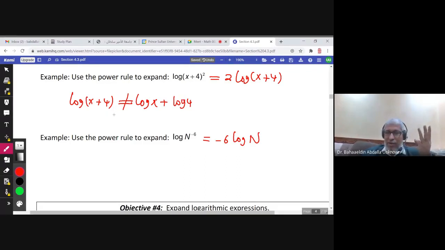We have the product rule. This is not the product rule. We have the quotient rule. This is not the quotient rule. And we have the power rule. And this is not the power rule. So there is no rule for this. This is not correct. And you can easily use the calculator to check, for example, log of 6 plus 4 to the base 10 is not really equal to log 6 plus log 4 to the base 10. The calculator will give you 1 here, and on this side, I don't know, some other number different than 1. These are not equivalent.